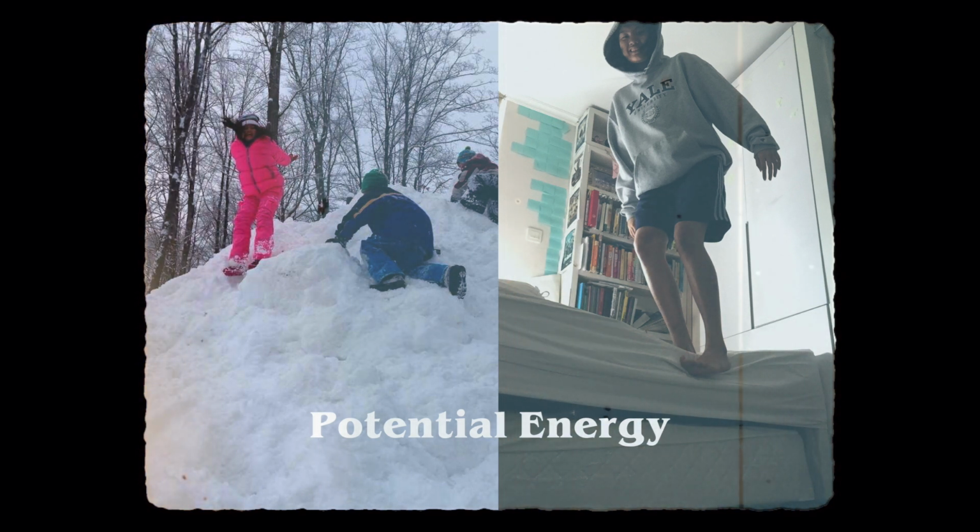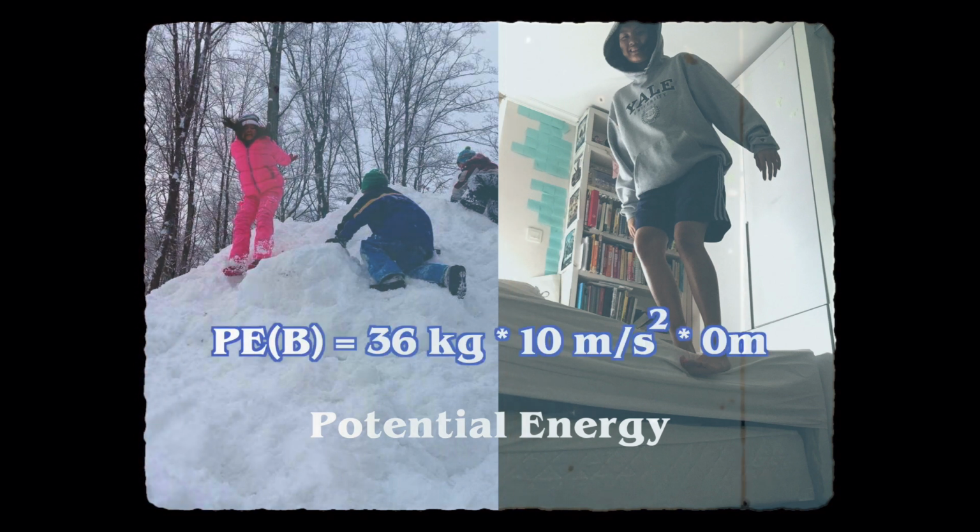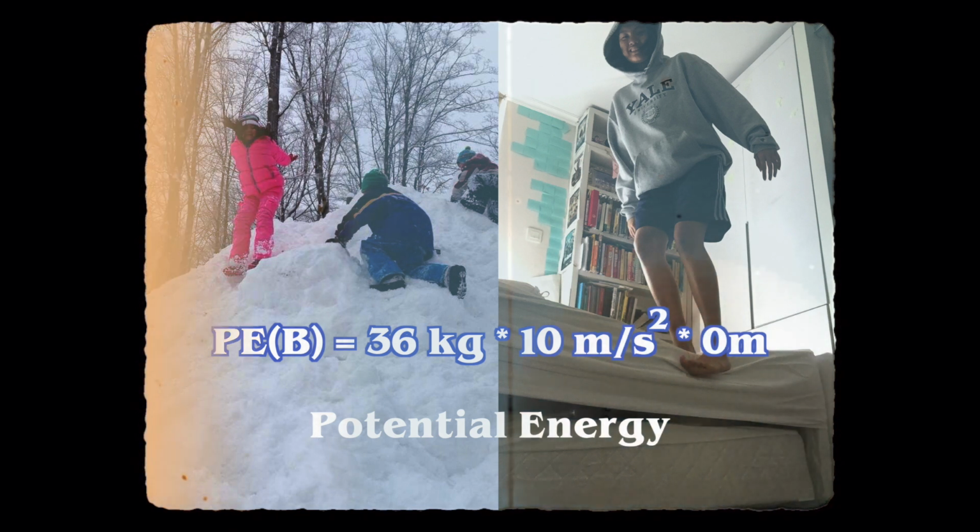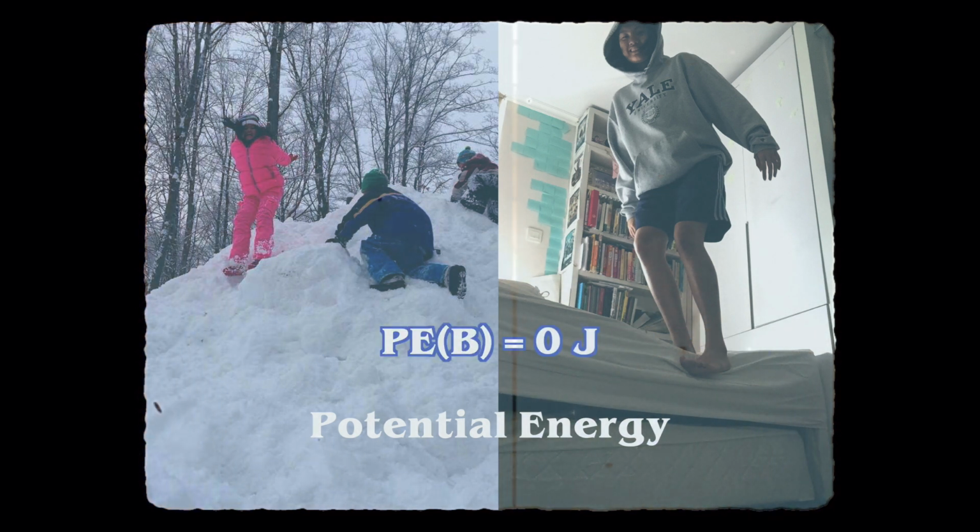So for point B, since I am already at the bottom of the hill, the height is 0 meters, and so we can calculate that the potential energy is 36 kilograms times 10 meters per second squared times 0, which equals 0 joules.